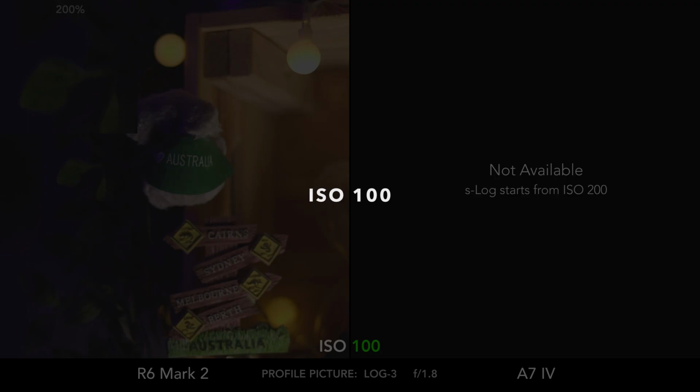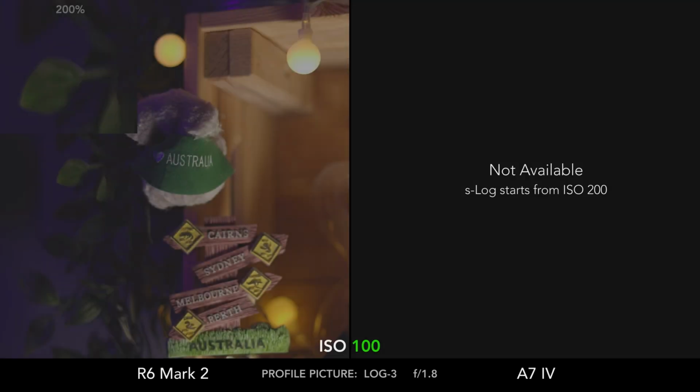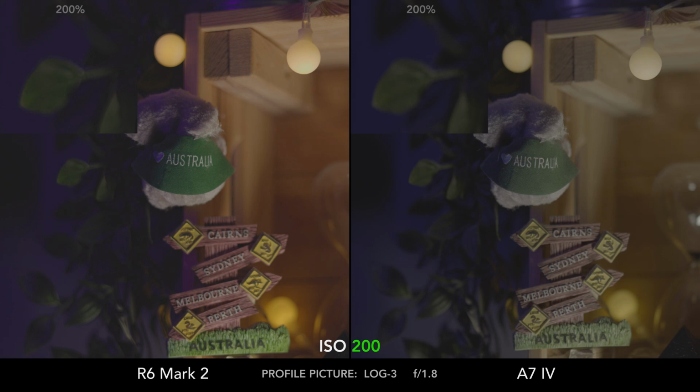Next comparison is ISO noise at low light. Sony S-Log3 starts at ISO 200, whereas Canon C-Log3 starts at ISO 100. I will keep you now with some samples at different ISO levels. See you in a bit.